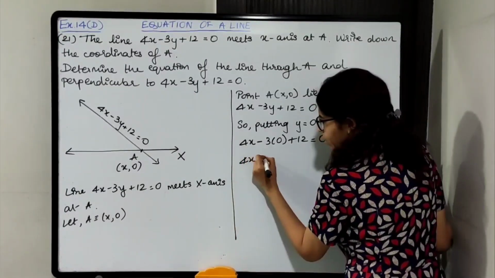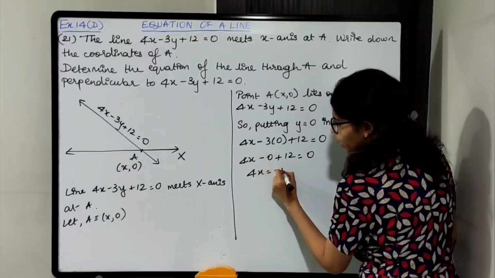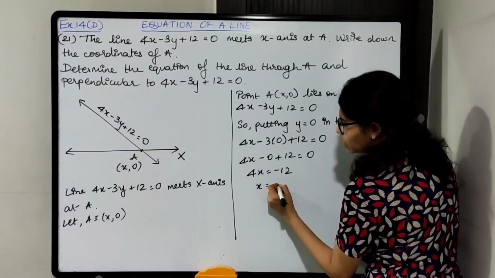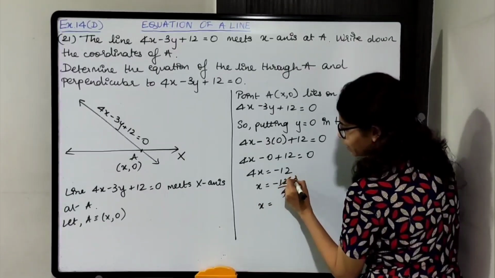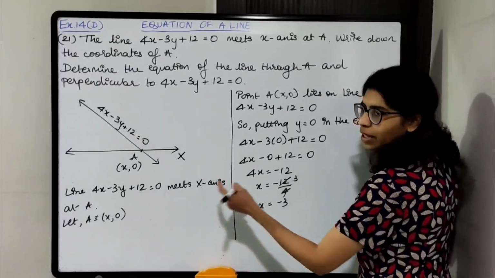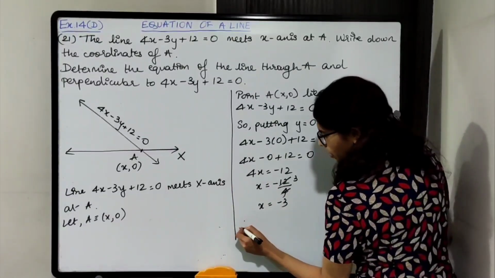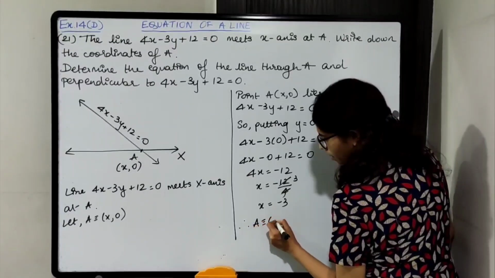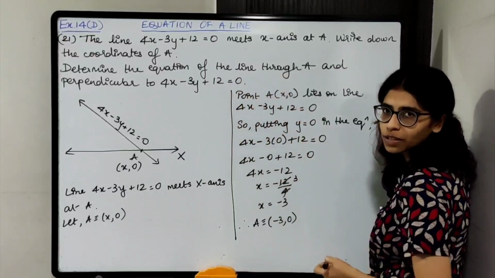So 4x minus 0 plus 12 is equal to 0. So 4x is equal to minus 12. That is x is equal to minus 12 by 4. So 4 3s are 12. X is minus 3. So A का coordinates क्या हो जाएगा? minus 3 comma 0. So therefore A is minus 3 comma 0. We had to write down the coordinates of A.